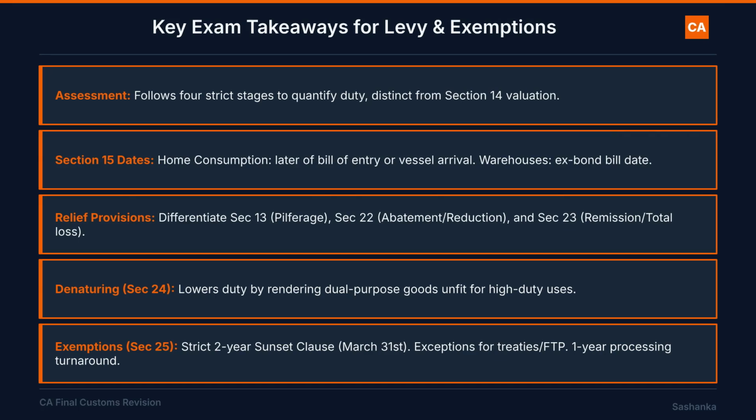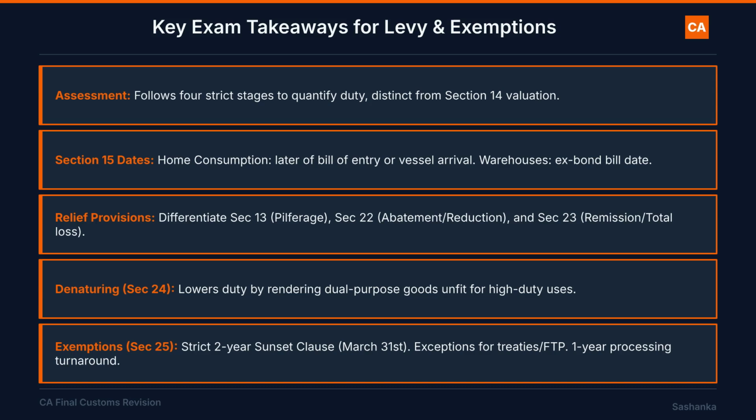Let's quickly revise the chapter. Assessment involves 4 mandatory stages: quantity and value, classification, duty rate determination, and clearance destination. Section 15 identifies the relevant date for applying duty rates.